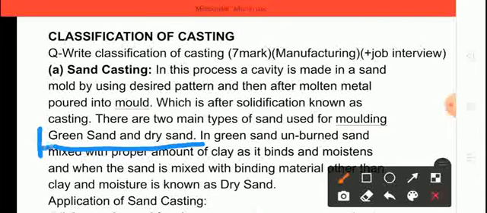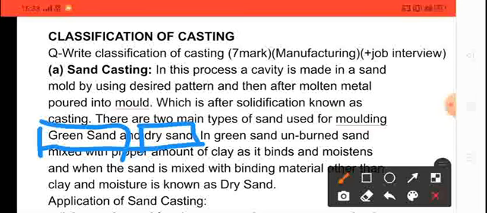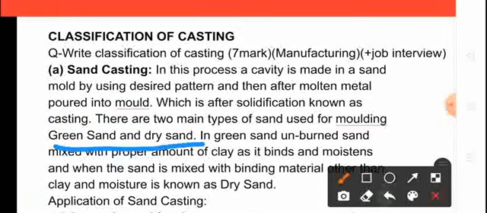Green, as the name suggests, means there is a part of water in the sand. It is known as green sand. And dry sand means totally dry. In green sand, unburned sand is mixed with a proper amount of clay and moisture, and it binds. When the sand is mixed with a binding material other than clay and moisture, it is known as dry sand.